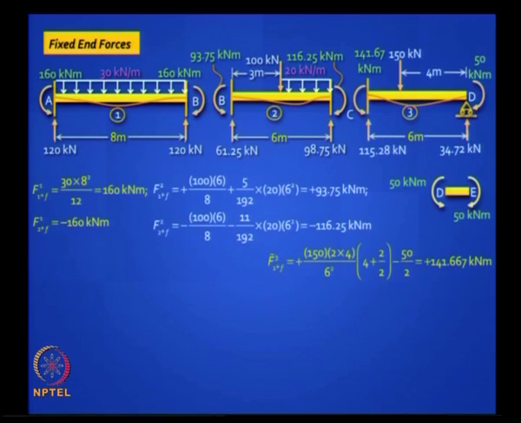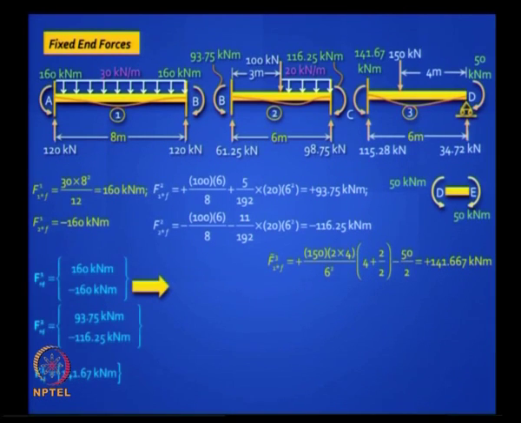What do we do next? We write down the fixed end force vector. You can put it all in one box, or you can keep them separately as I have shown here. These are only the end moments corresponding to the degrees of freedom. Typically 2 degrees of freedom per element, except for element number 3, where you have only 1 degree of freedom.